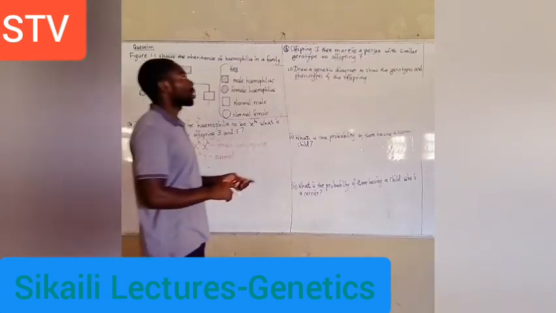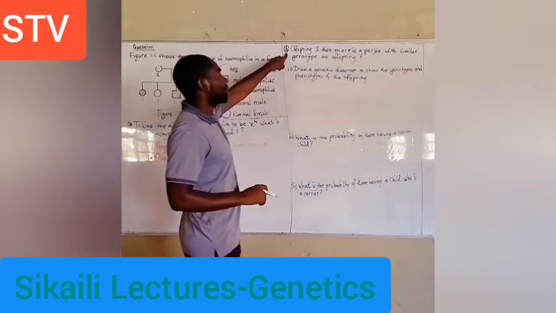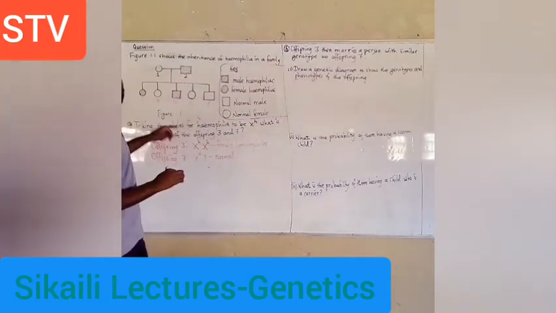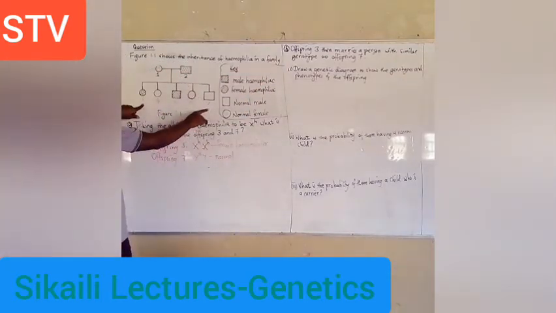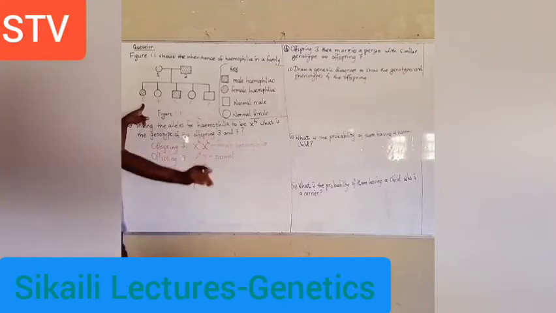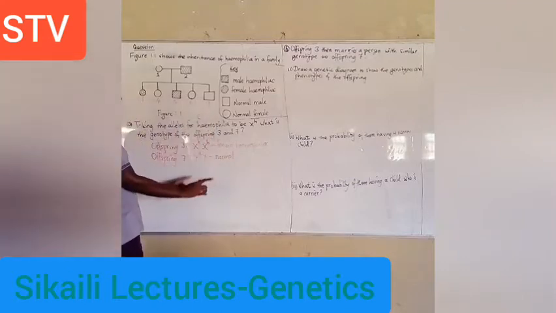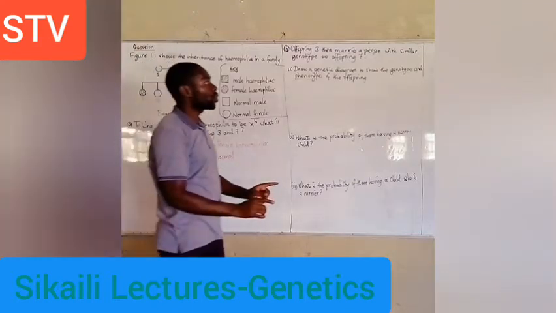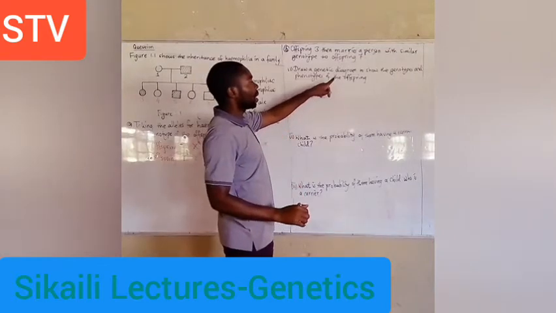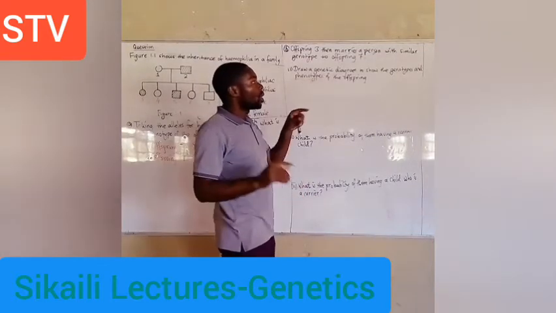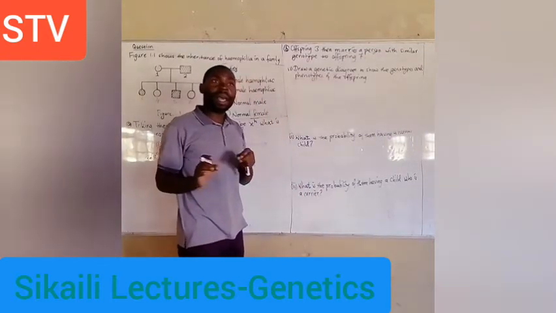Let's go to the following question. It says offspring 3, a female, then marries a person from outside, a male who is normal, like the way they are here. So they want us to show, using a genetic diagram, the genotypes and the phenotypes.